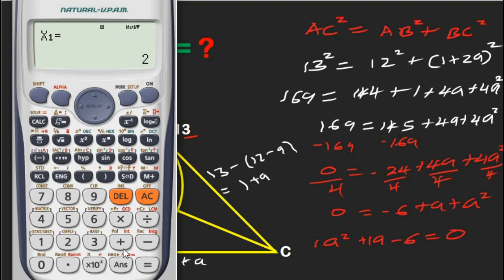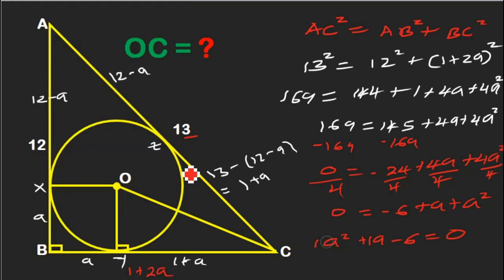After that, what is the solution? The first solution of a is 2, and the second solution of a is negative 3. So a equals 2, or a equals negative 3. Because a is a length, the positive value is what represents a length. So we found the value of a is 2, meaning from x to B was 2.